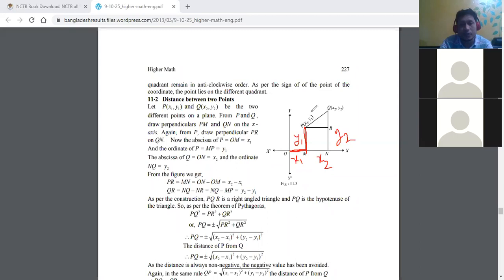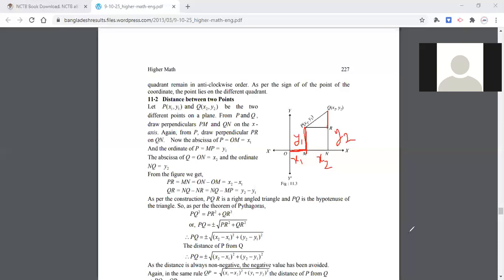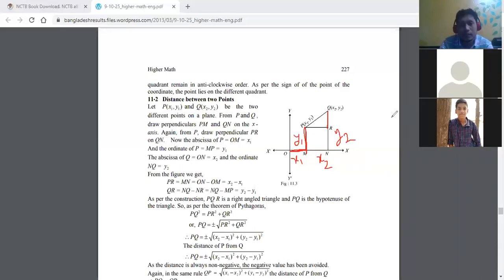Okay. So, who can tell me what is the length of QR? Anyone can tell me what is the length of QR? This length equal what? Anyone? QR equal to what? Sir, y2 minus y1. Y2 minus y1. Very good.